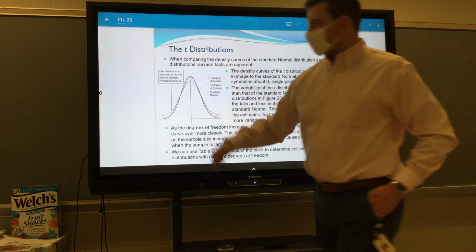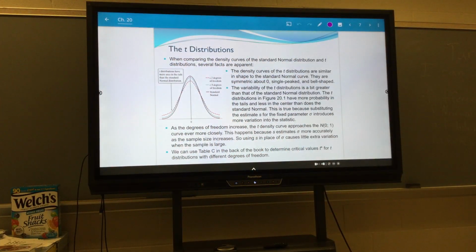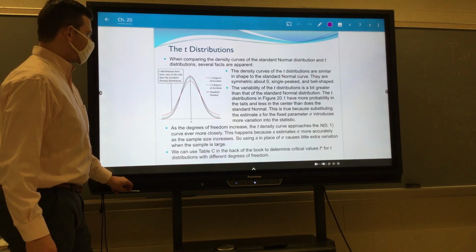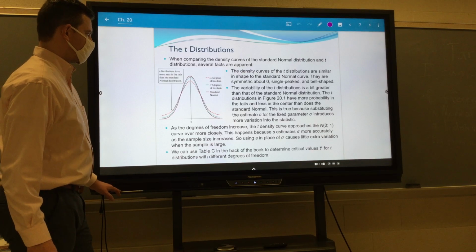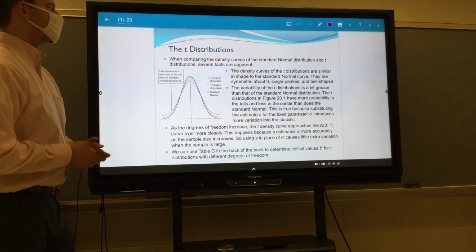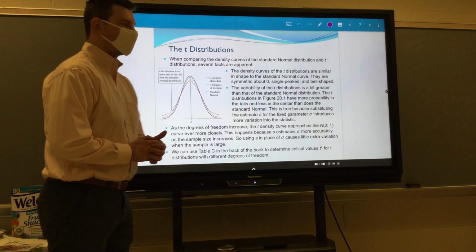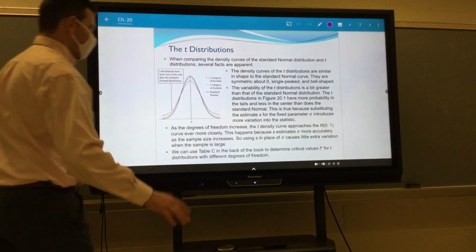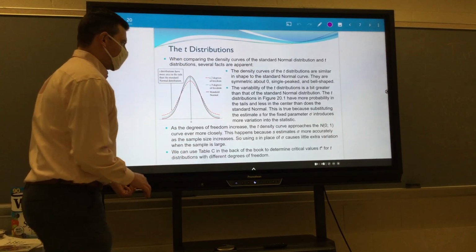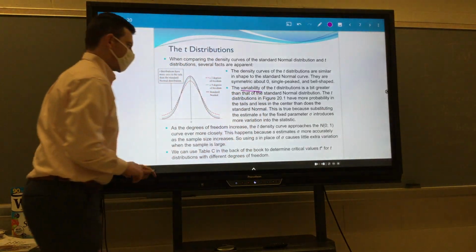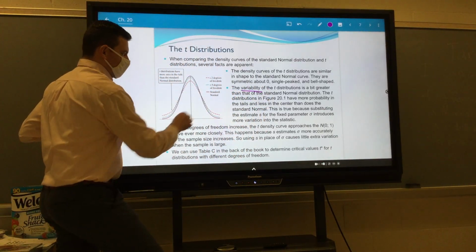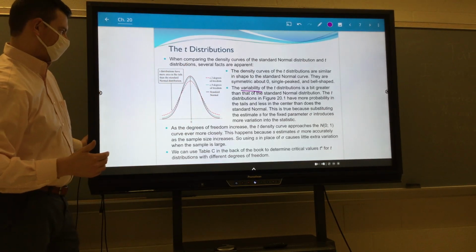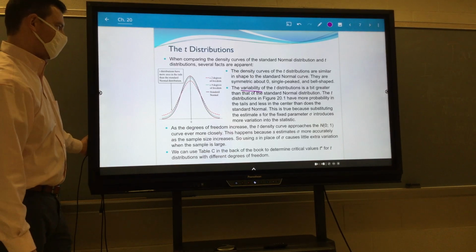Now here's a good comparison chart. It says when comparing the density curves of the standard normal distribution and t-distribution, several facts are apparent. The density curves of the t-distributions are similar in shape to the normal curve. They are symmetric about 0, single peak, bell-shaped, all that stuff. It's the variability that's the key difference. In this picture, the purple one, which gets to be the tallest, is our standard normal curve, based off of population standard deviation.